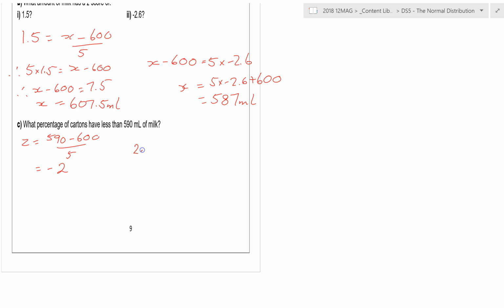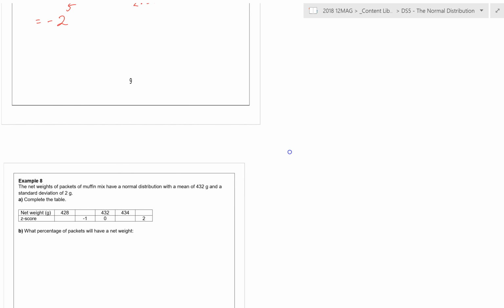So I've got 2.35 plus 0.15, a nice tie into the previous exercise, equals 2.5% of all cartons. There we go. That is how we use Z-scores to do these things.